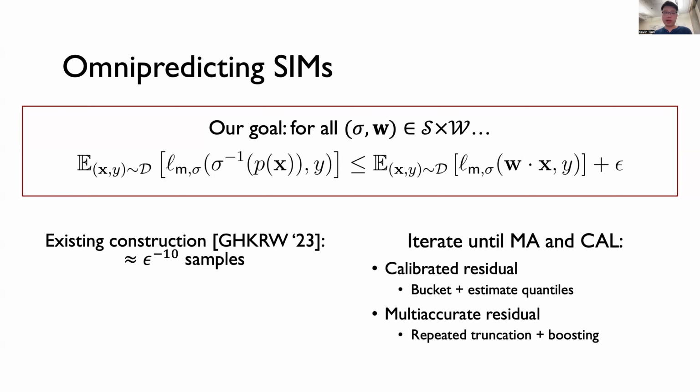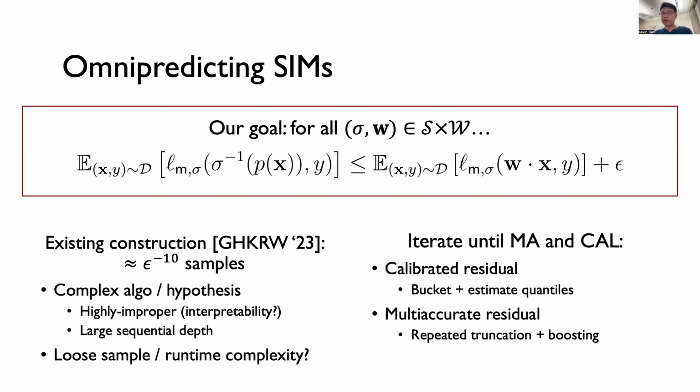However, the sample complexity and runtime of this algorithm are rather large in terms of the concrete polynomial, and moreover, the actual hypothesis that they output is quite complex. In particular, it lacks much of the structure of these single index models that we were trying to predict in the first place, and they can be highly improper with a large sequential depth. So this draws into question questions of interpretability, namely these are not actually related to the single index models that we were trying to omni-predict in the first place.